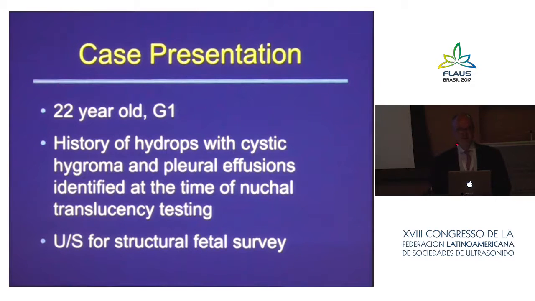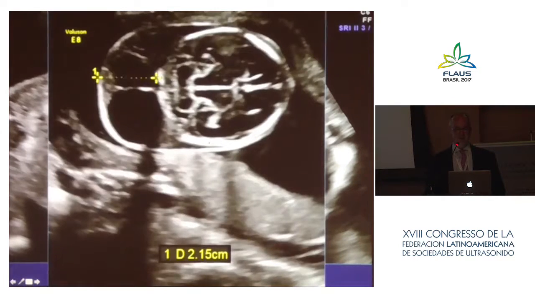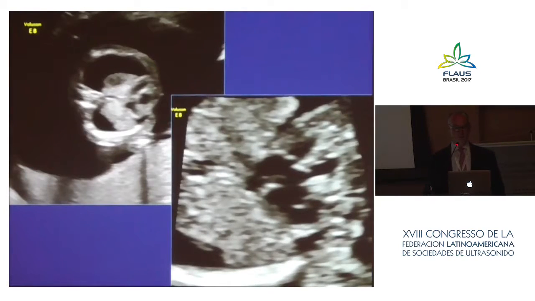Here, I think this might be my last case, a 22-year-old G1, history of hydrops with cystic hygroma and pleural effusions, identified at the time of the nuchal translucency testing. Here for a structural survey, you can see this is the nuchal translucency with great thickening of the posterior nuchal area. You see pleural effusion here, maybe a nuchal cyst. If you look at the skin fold thickness on the back of the neck, 21 millimeters, should be under 5 or 6 millimeters, so clearly very abnormal.